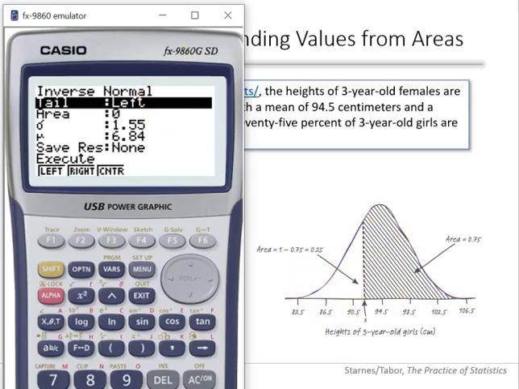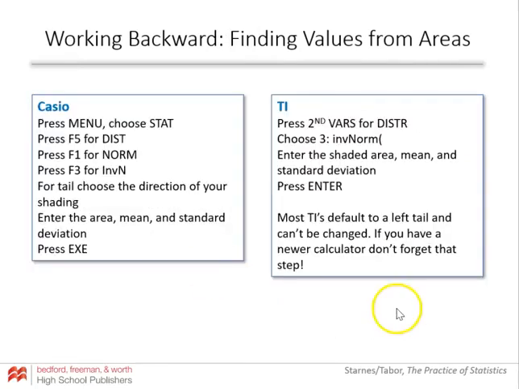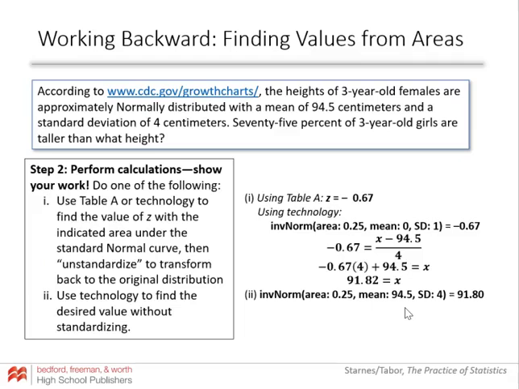Okay. On most TIs, the default is left and you can't change it. It's not even an option there. If you have a newer one or maybe like an 89, I'm not super familiar with those, you might be able to switch back and forth between left and right tail. But for the most part, the default is left tail if you're using a TI. Okay, so we can do inverse norm. All right, area of 0.25 because we're going to assume we're going to the left.